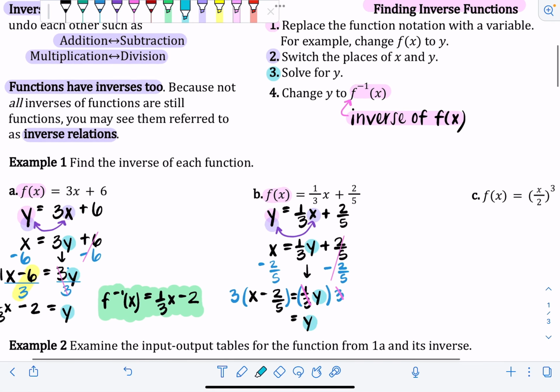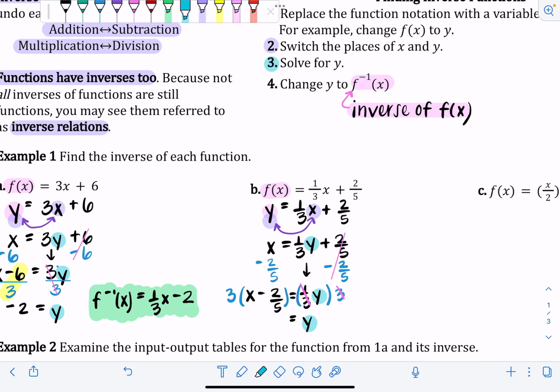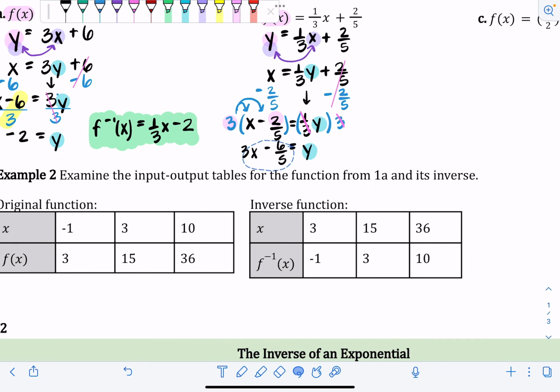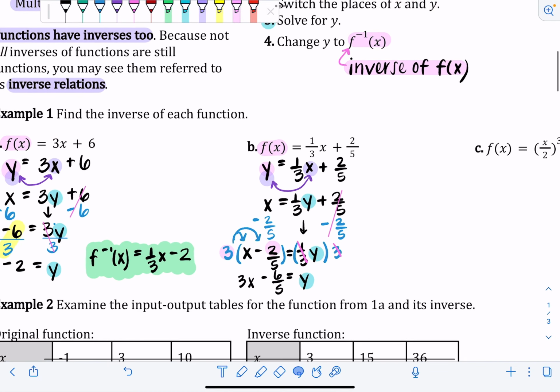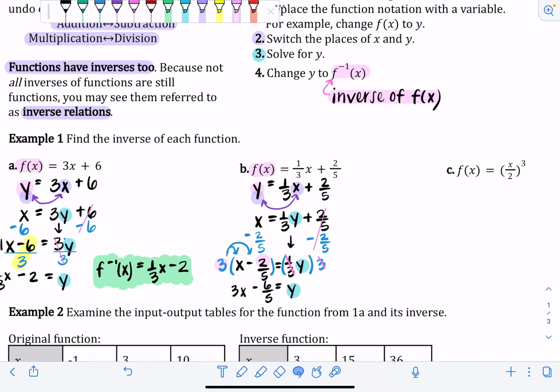And then I am going to go ahead and distribute that 3 to the x minus 2/5 to simplify. So 3 times x would be 3x. And then 3 times negative 2/5, because we're multiplying, we don't need a common denominator. We just multiply the numerators together. So it'd be 3 times negative 2, which is negative 6, and the denominator stays the same, so negative 6/5. Sorry, I just want to scoot it over. Now we have y by itself. So we've solved for y, we're done with step 3.